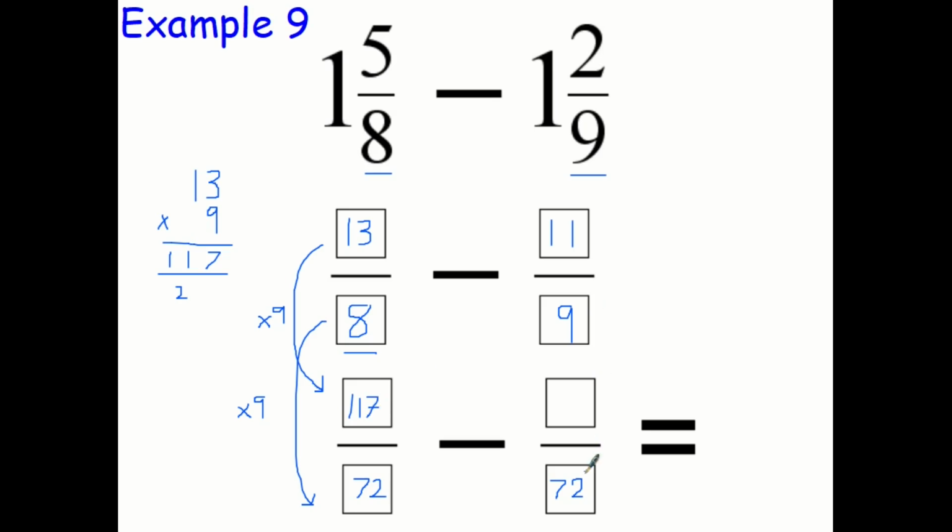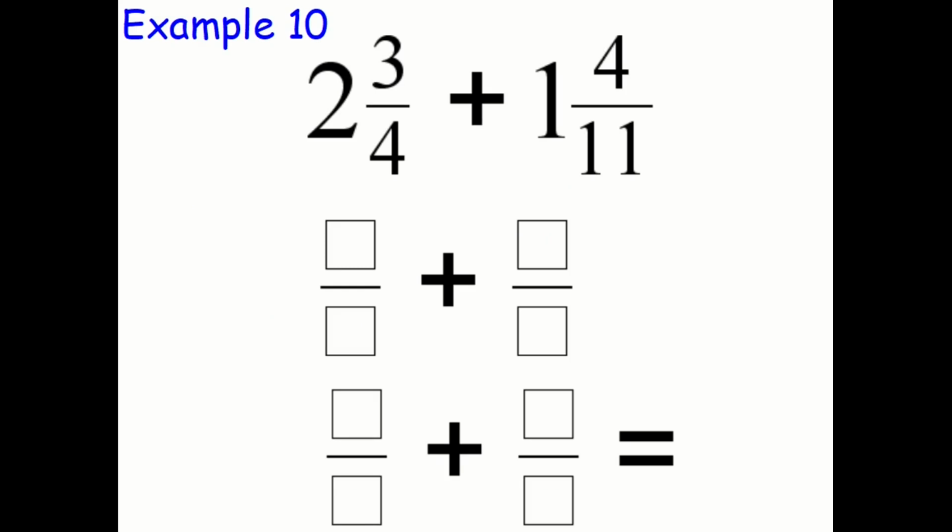How many 9s in 72? 8. So you multiply the numerator by 8, which is nice and easy. 11 times 8 is 88. And if you subtract the numerator, so 117 take away 88, that leaves you with 29/72. 29's prime, and 29 and 72 don't have any other common factors apart from 1, so it can't be simplified anymore.